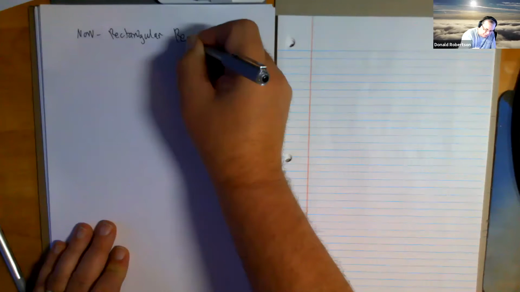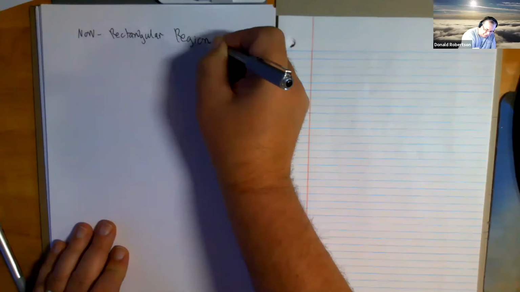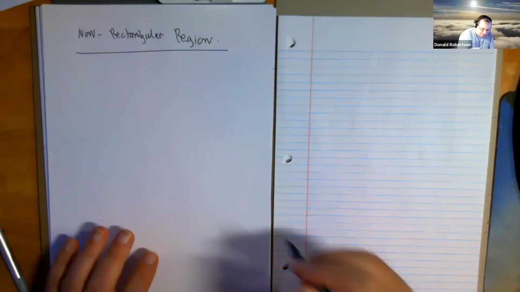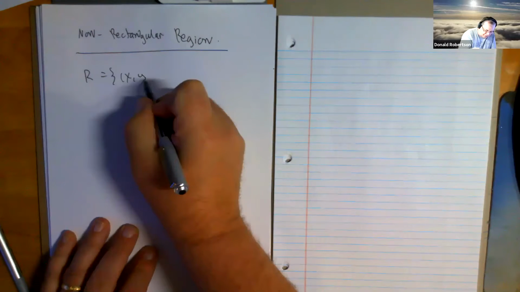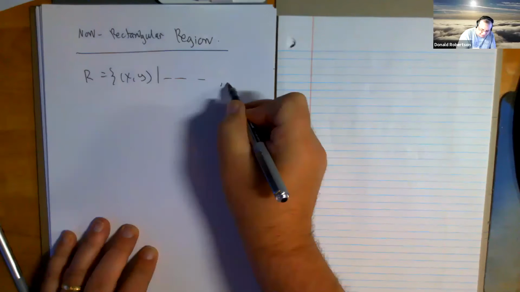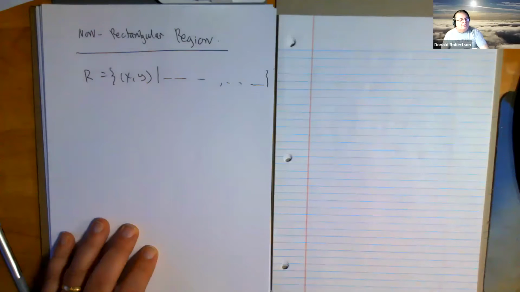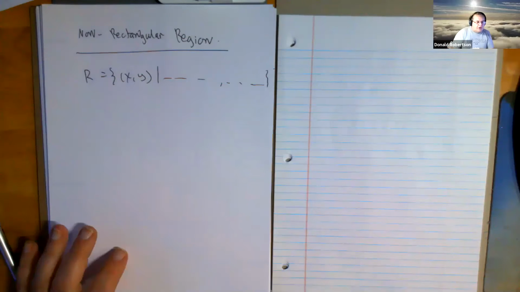And I'm not going to do the whole question. Let's just focus on how to set up the R equals the set of all x, y such that, and then you put in two constraints and that kind of thing. How you set up the limits of integration when it's not rectangular.